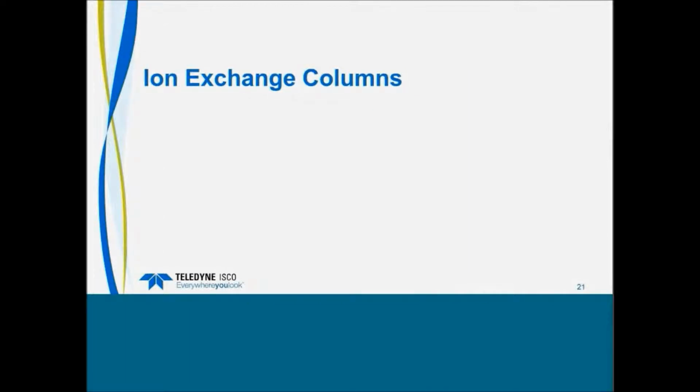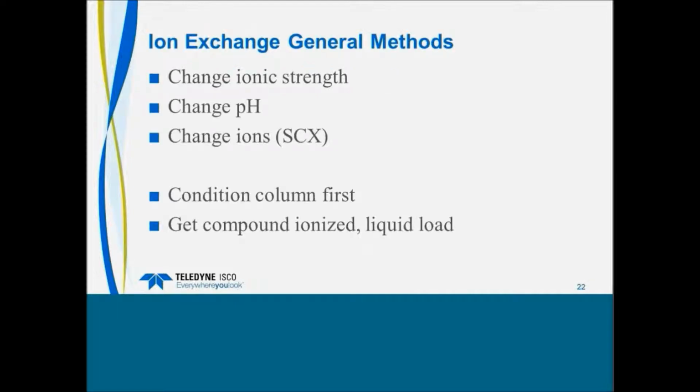Another part of your column screening should include ion exchange columns, and we're going to give you some hints for working with those. The ion exchange general method is changing the ionic strength, changing the pH, and changing the ions, especially on the strong cation exchange. And so because we're changing the ions, this kind of falls under wide polarity range chromatography. One important thing is to condition the column first and then get the compound ionized. Because the compound has to be ionized, you have to do a liquid load for these columns, not a solid load.